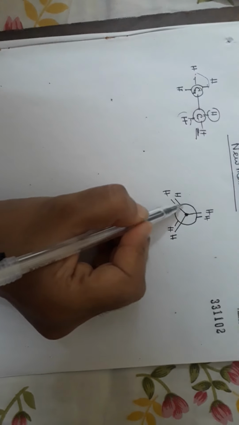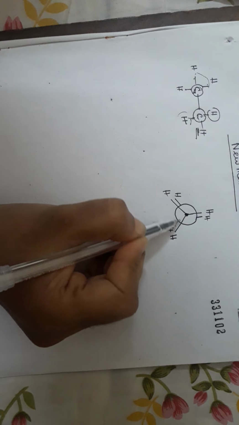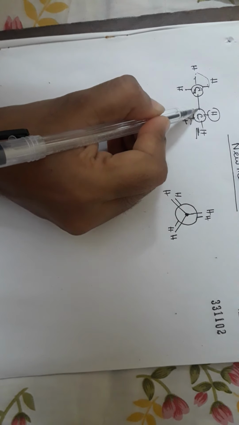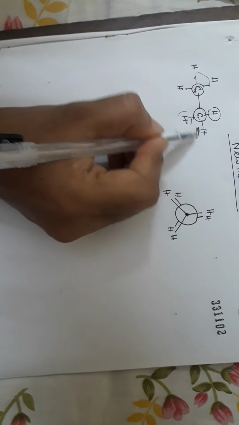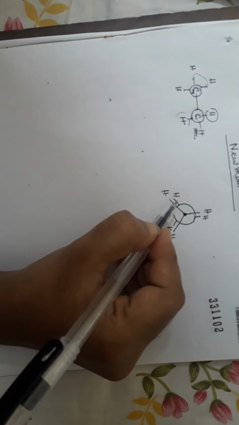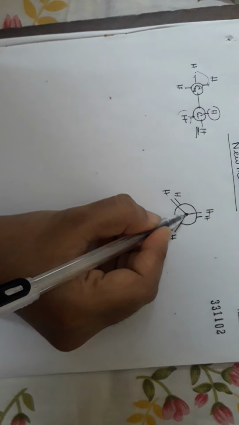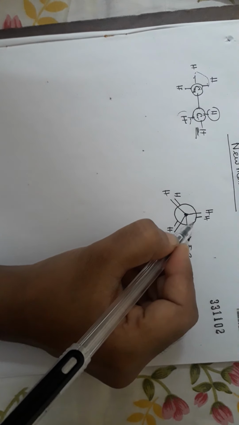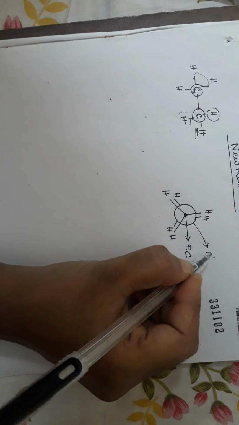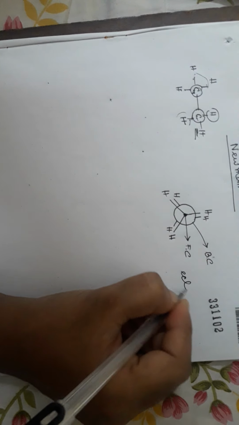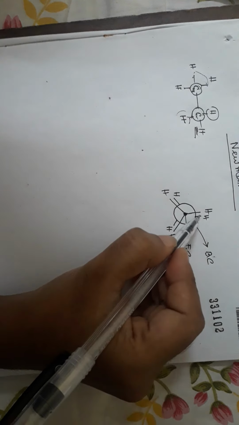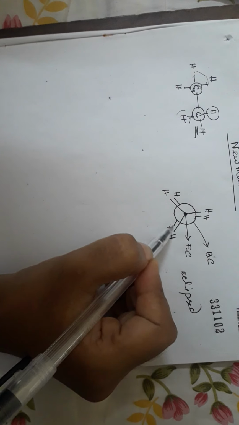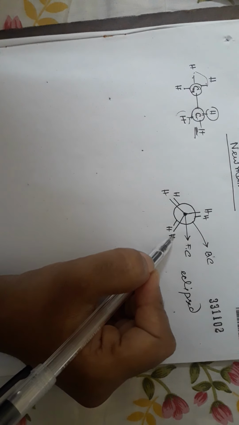The back carbon is presented by a bigger circle. And again this bigger circle is linked, that means this carbon is linked with 3 hydrogen. So 1 hydrogen, 2 hydrogen and the 3 hydrogens. Right? So this is our front carbon and the bigger one is our back carbon. It is eclipsed as again the position of the groups are closest, nearest.